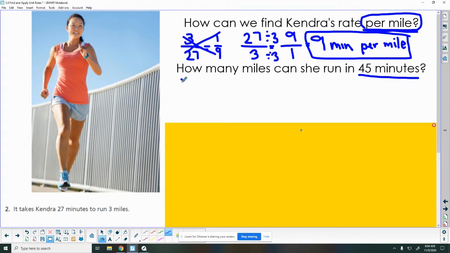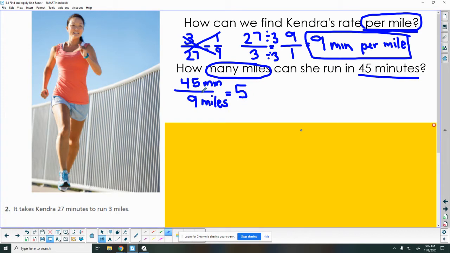So I know that I have 45 minutes and I want to divide that by the miles. And because I'm seeing how many miles, how many groups of miles, I'm dividing by the miles. 45 divided by 9 is 5. So that is one way that I could answer this problem.